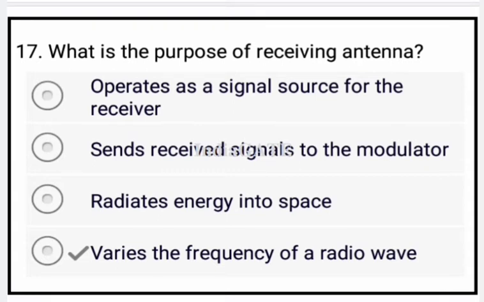What is the purpose of the receiving antenna? The purpose of the receiving antenna is to vary the frequency of the radio waves. So option D is your correct answer.